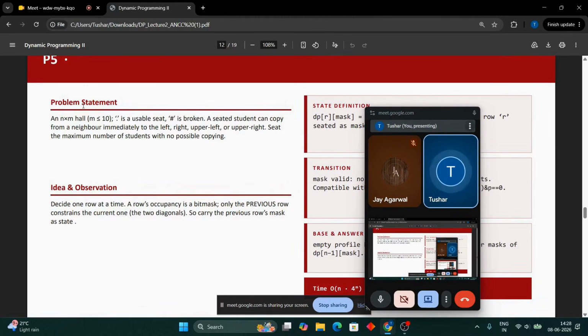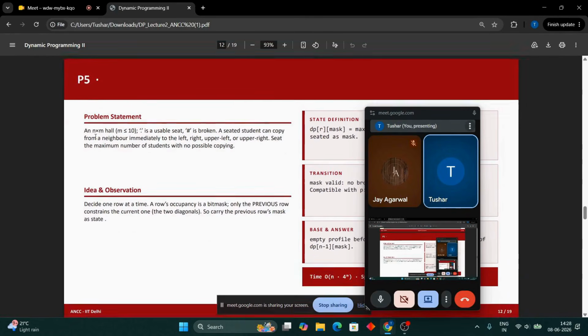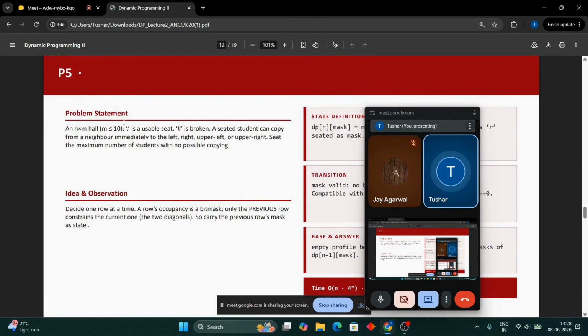This is the next problem. This is also quite similar, a bitmask problem. Here the constraint on n is not small. The constraint only on m is small.